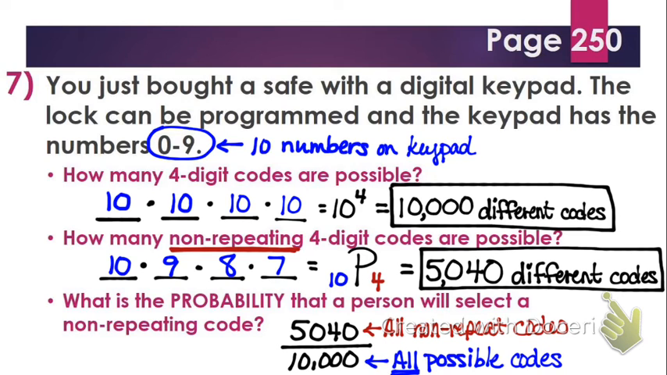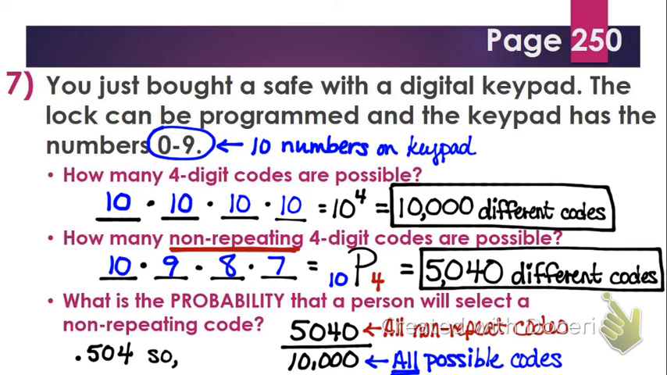Could we turn this into a percent? Okay, can you guys divide that for me on your calculators and tell me what you get? Remember, the 5,040 goes up on top, and then you divide it by the 10,000. One at a time. Okay, I want it as a decimal. One more time. 0.504.